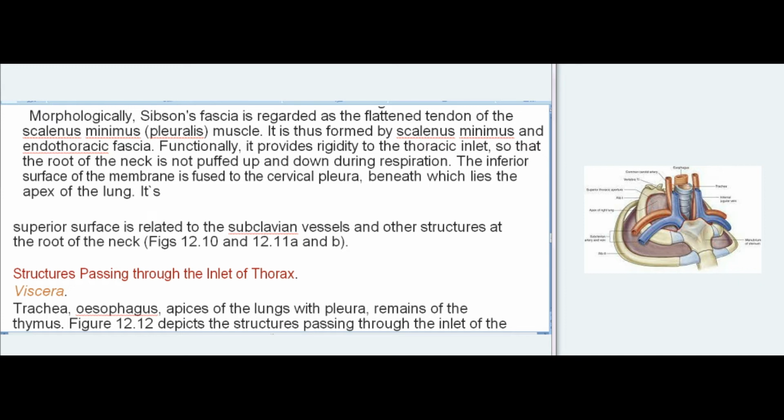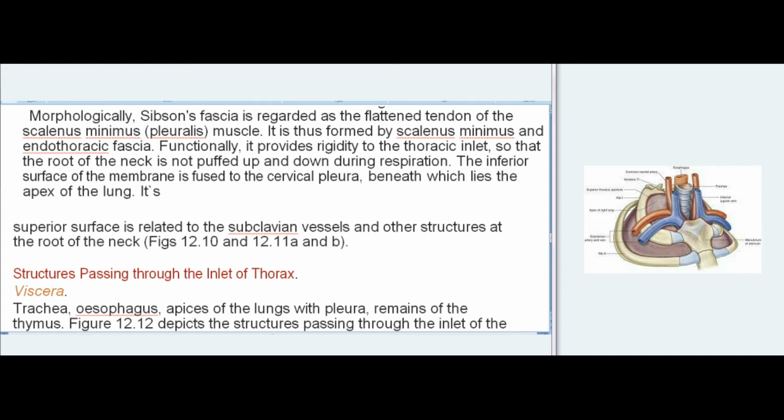Functionally, it provides rigidity to the thoracic inlet, so that the root of the neck is not puffed up and down during respiration. The inferior surface of the membrane is fused to the cervical pleura, beneath which lies the apex of the lung. Its superior surface is related to the subclavian vessels and other structures at the root of the neck, Figs 12.10 and 12.11a and b.